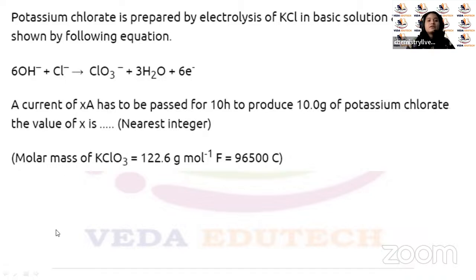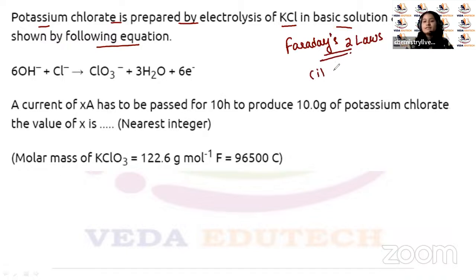It is given that potassium chlorate is prepared by electrolysis of KCl in basic solution as shown in the following reaction. So basically it is talking about electrolysis, and whenever we talk about electrolysis, we know that electrolysis has two laws, Faraday's two laws. And the first law, as we discussed, that W is equal to ZIT can be used. Yes, this is one equation that comes from Faraday's laws.